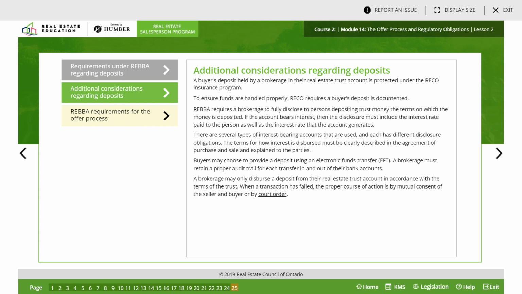A brokerage may only disburse a deposit from their real estate trust account in accordance with the terms of the trust. When a transaction has failed, the proper course of action is by mutual consent of the seller and buyer or by court order.